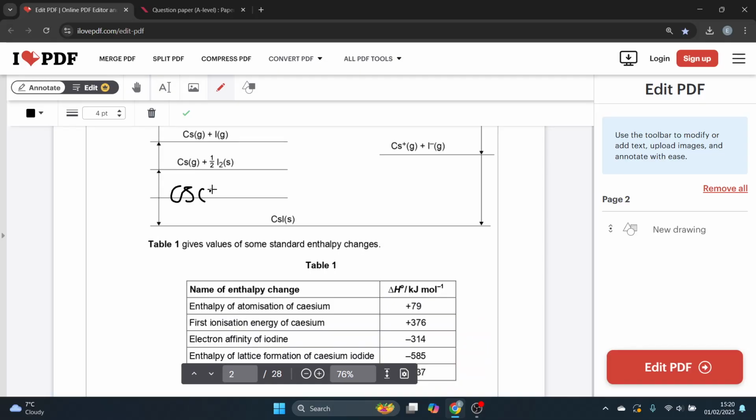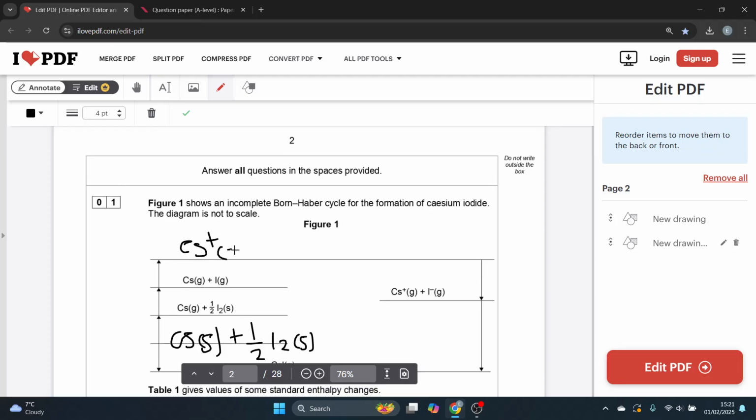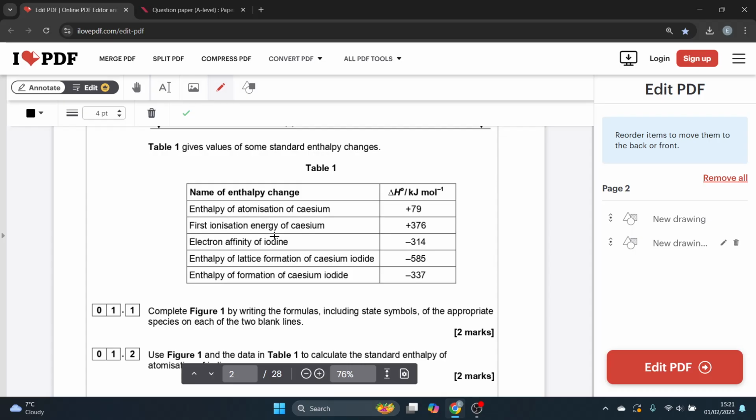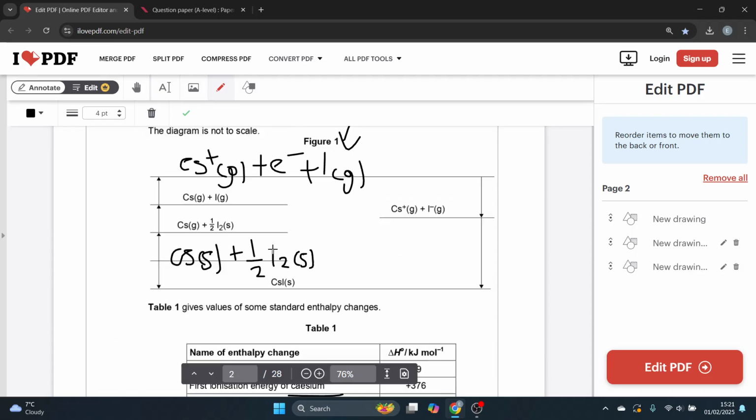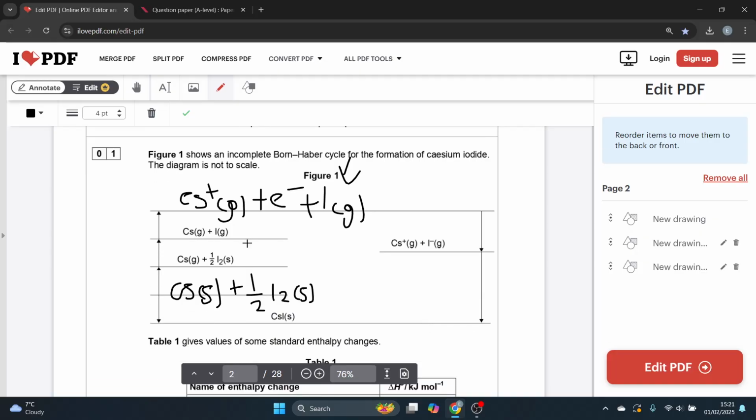Cs(s) plus a half I2(s). In this case this can be the first ionization energy, so Cs(g) plus e minus plus I(g). That stayed the same because it's the first ionization energy of cesium, not iodine or iodide. So yeah, that's cool.